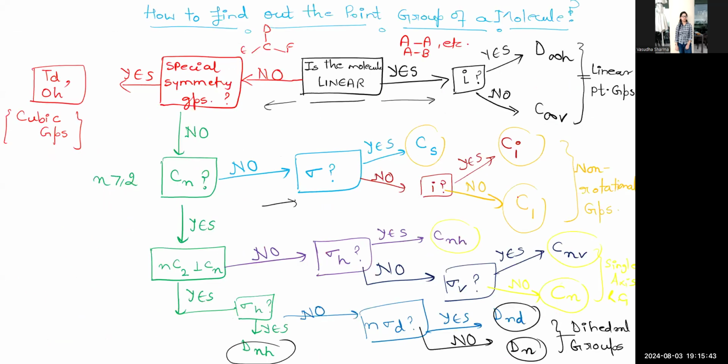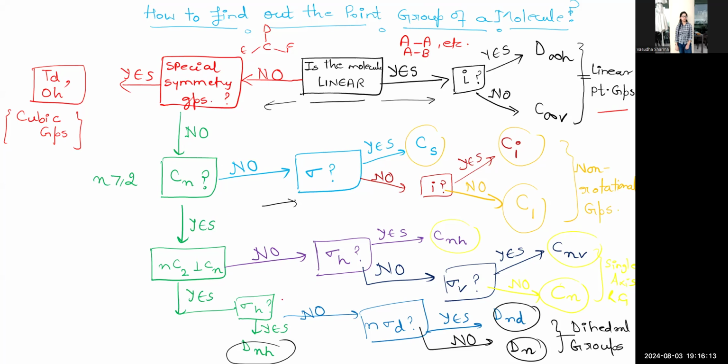So how do we find the point group of a molecule? It's quite straightforward. You need to follow this particular trend. If it is linear, then go to the linear point groups. If it is non-linear, first check whether it's cubic. If it is not cubic, then find out whether a Cn axis is there with n greater than 1, that is C2 or higher. If yes, then find out whether there is any other C2 present. If you find one C2, that means other C2s would also be there.